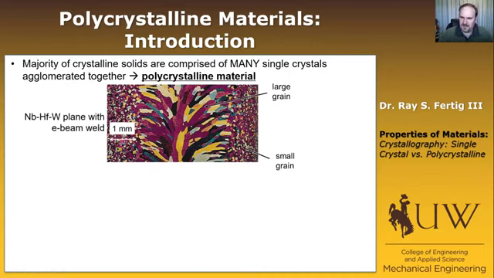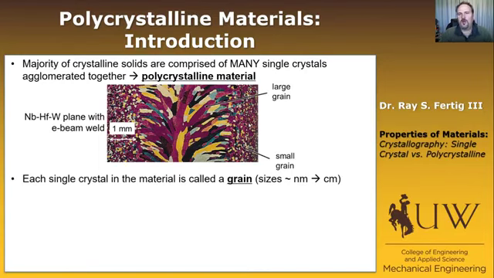So here's your length scale of 1 millimeter, and these different colors correspond to different single crystals. So presumably they are different orientations, but they also could be different crystal structures depending. Okay, but the bottom line is that every color is an individual crystal. Okay, so what you see is that you have small crystals and large crystals. And each single crystal in the material we're going to call a grain. And the sizes of grains in materials can range from on the order of nanometers all the way up to the order of centimeters. So they can span a dramatic, that would be like a 7 order of magnitude span of size.